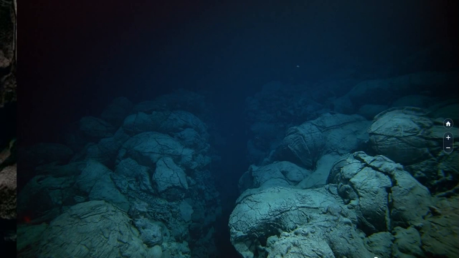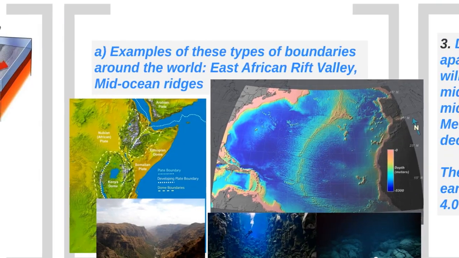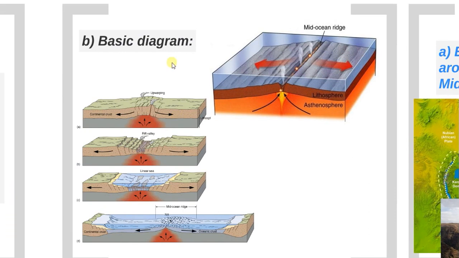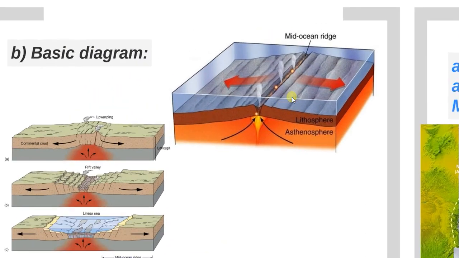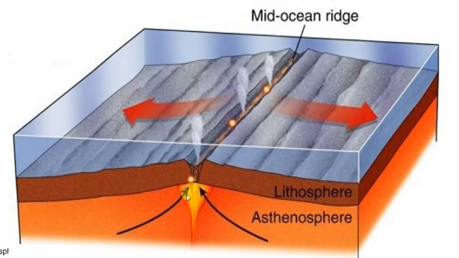Alright, basic diagram. This is what we're going to be looking at for the mid-ocean ridge. We've got decompression and melting going on. We've got this moving off. The asthenosphere is actually moving in this direction and in this direction, pulling these two plates apart.